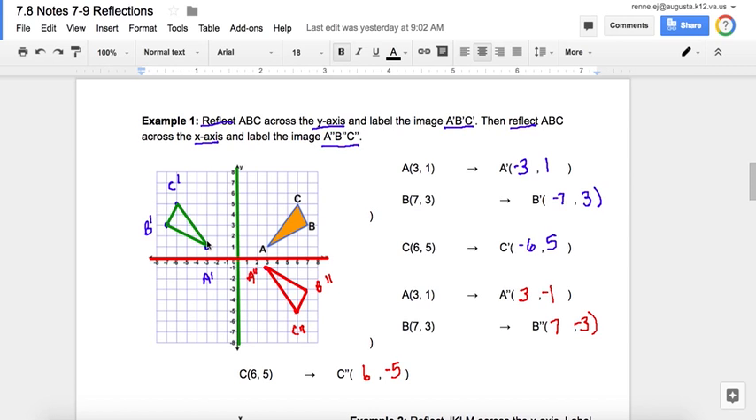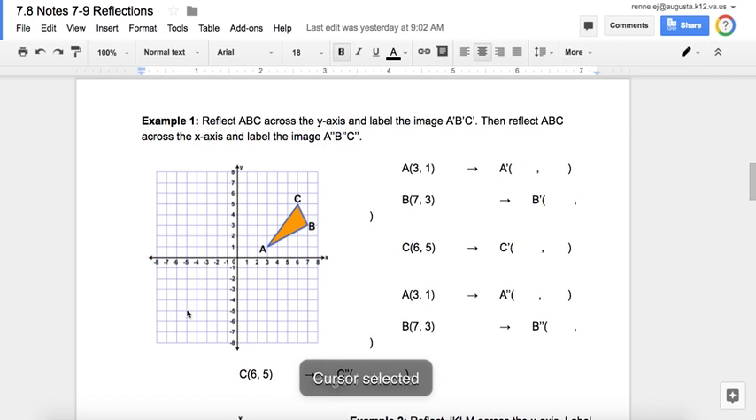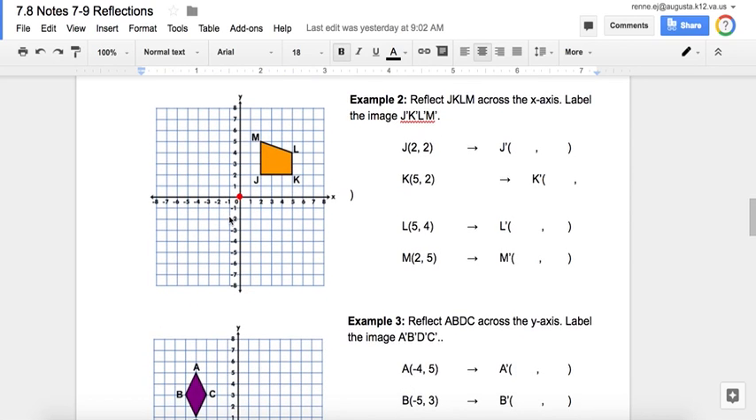So when you reflect over an axis, the opposite coordinate changes. So when you flip over the y, the x coordinate changes. When you flip over the x, the y coordinate changes. So keep that in mind when we do the other ones. Okay, looking at example number 2.